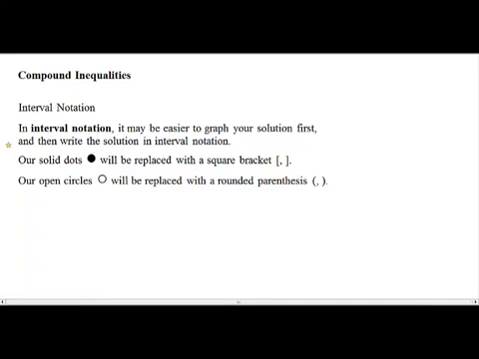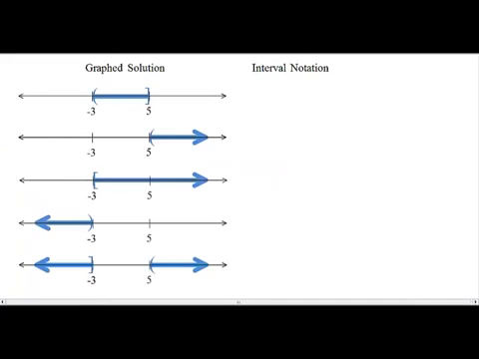Our solid dots will be replaced with a square bracket, and our open circles will be replaced with a rounded parenthesis. Here we see a set of graphed solutions. Let's try and put these into interval notation. We read our graphs from left to right, and that way we can get it into interval notation.